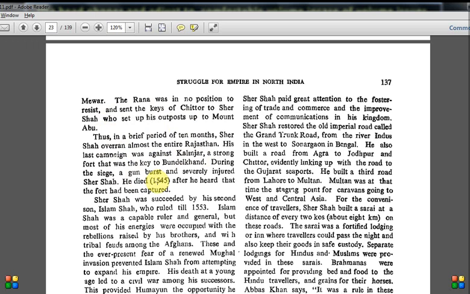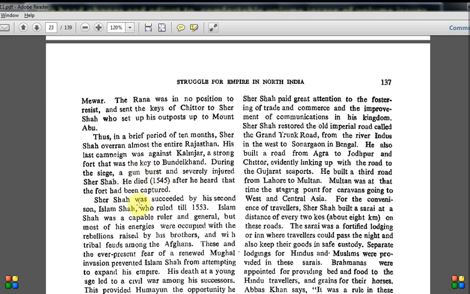During the siege, a gun burst and severely injured Sher Shah. So this is actually leading to his death also. Okay, he was wounded by a gun which burst. So kind of an accident, not even in the war, but this kind of accident. He died in 1545. So only 5 years he could rule.